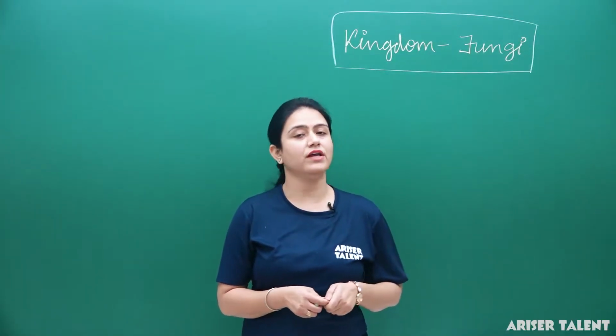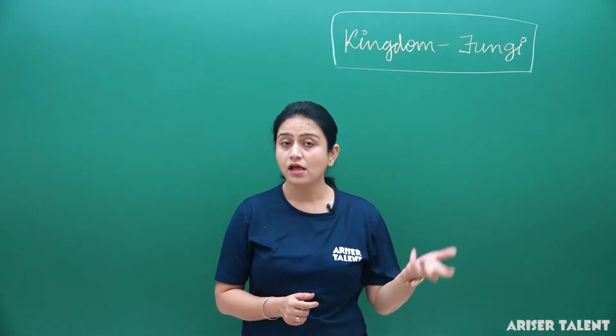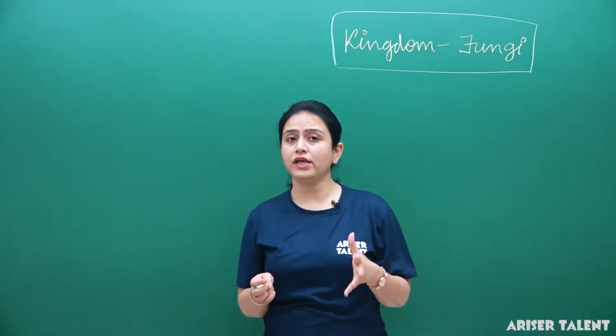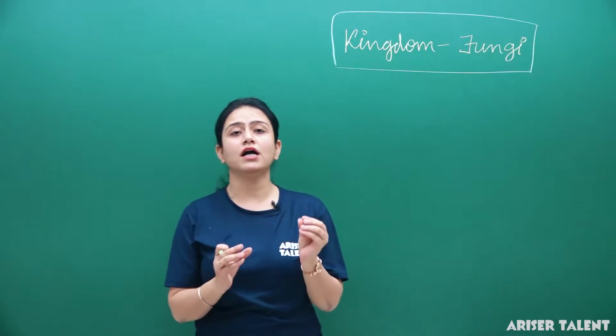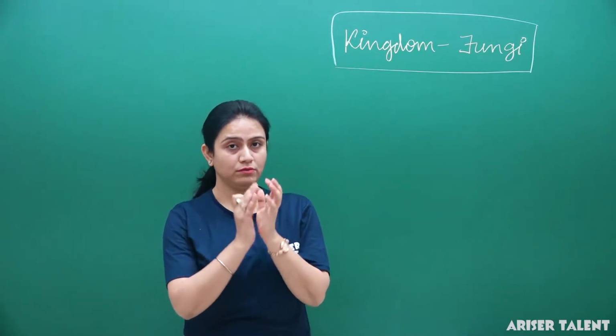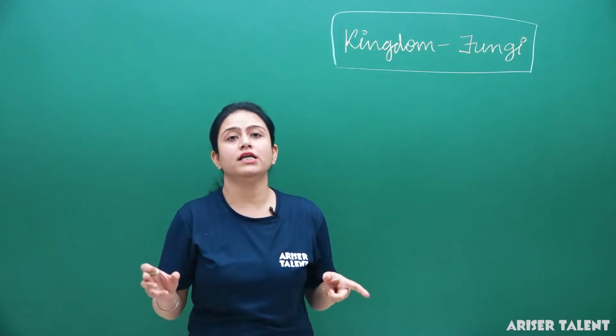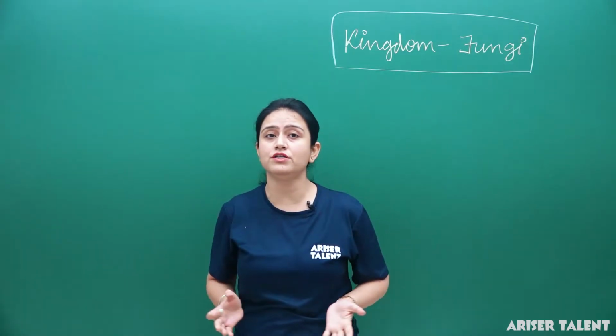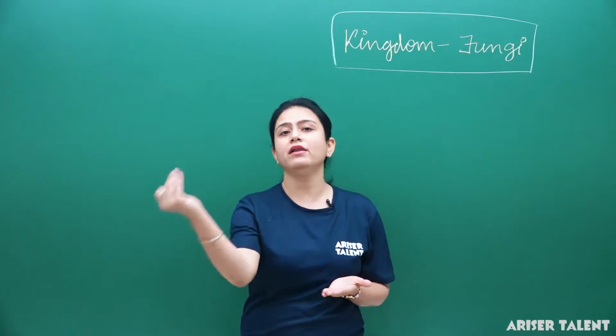In our previous lecture, we have already talked about the kingdom Protista. Now we are going to talk about the kingdom Fungi. So fungi, as we know, are organisms whose body is generally thallus. Thallus means they have a thalloid body, meaning the plant body is not differentiated into root, stem and leaves.